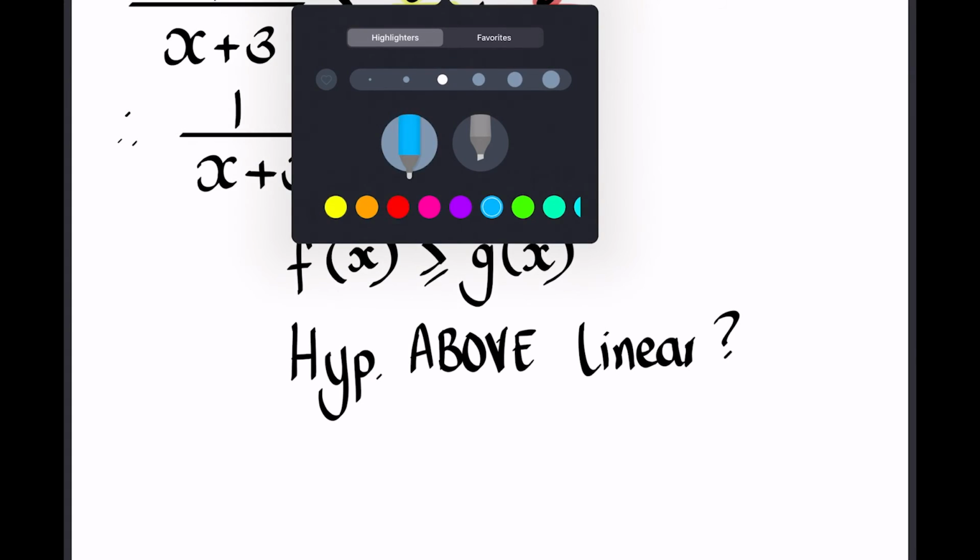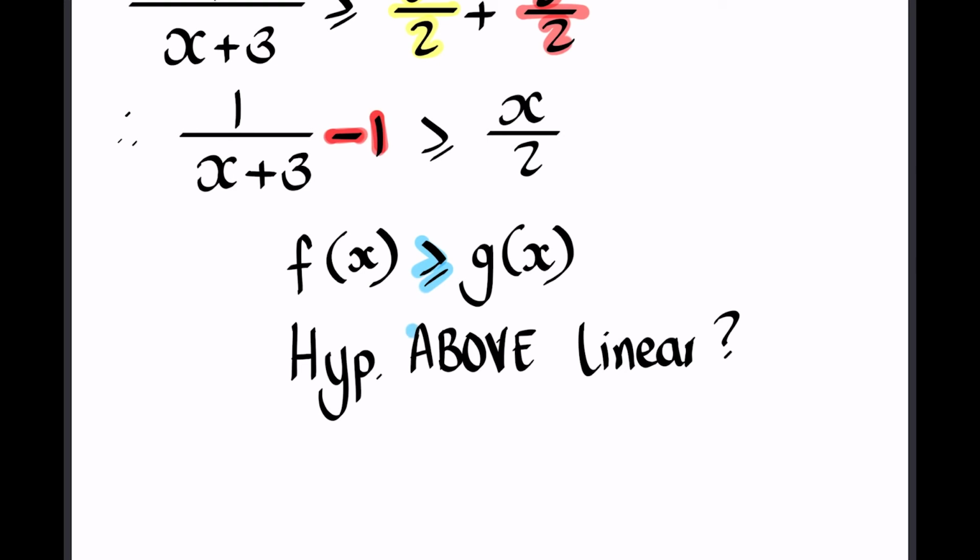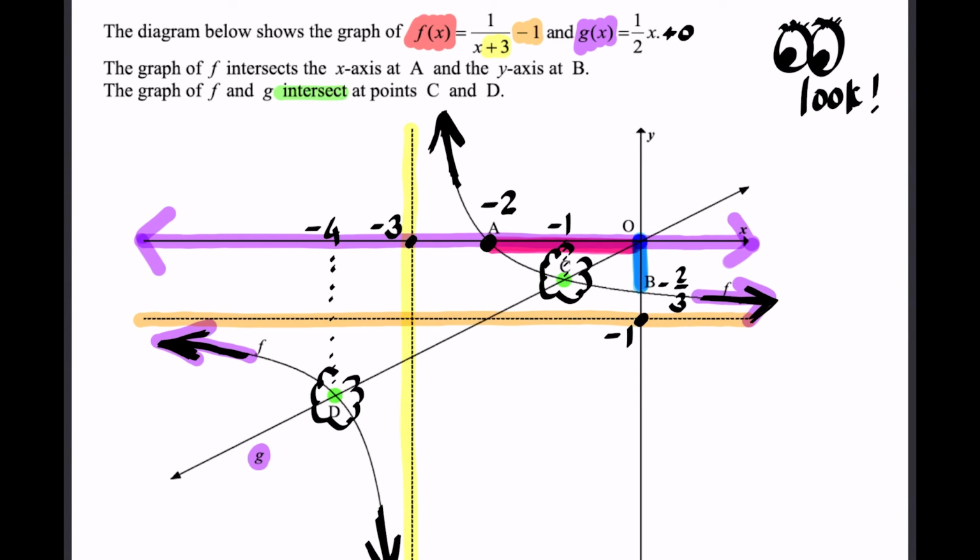Okay, so now I've changed this greater than or equal to be above. Or equal, I'm going to add the equal to at the end. But now, where is the hyperbola above the straight line graph or the linear graph? So that's kind of how I've just worked it out in my brain, right? But obviously the more you do, the better you'll be at that, and it will come much quicker and you won't have to reason your way all the way through it. So if I go back to the diagram, I want to know where the hyperbola is above the straight line.